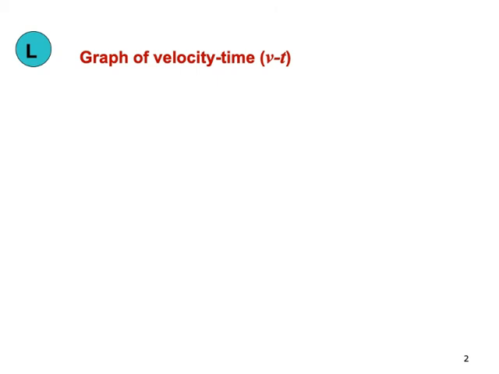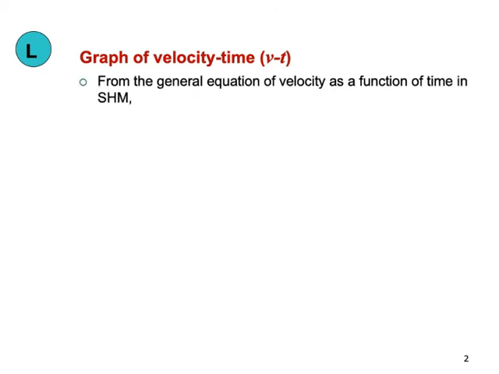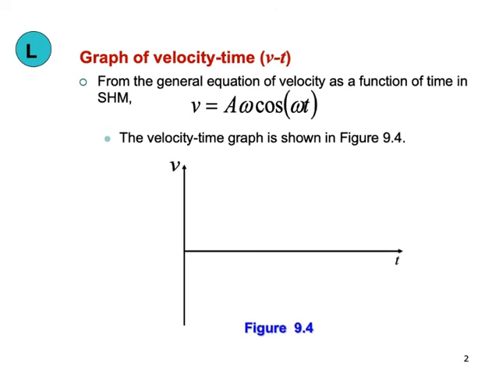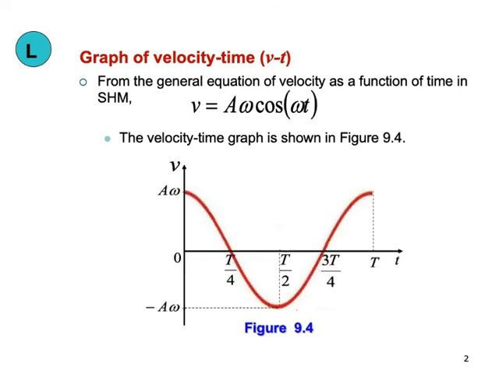Graph of velocity against time. From the general equation of velocity as a function of time in simple harmonic motion, v equals A omega cos omega t, the velocity-time graph is shown in figure 9.4. A omega represents v maximum.